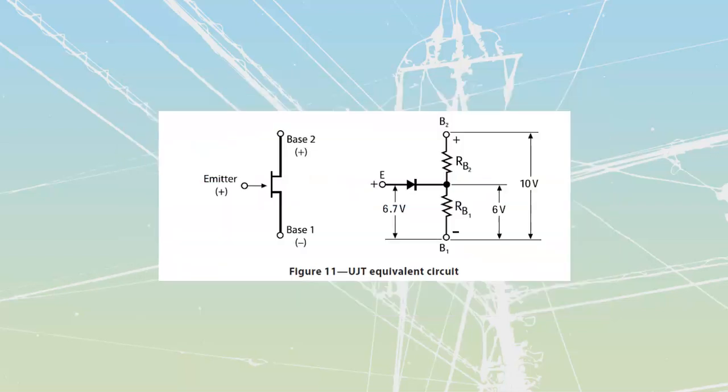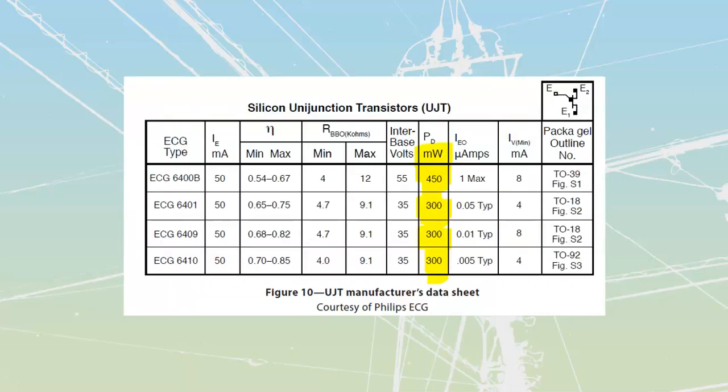Well, inside of here, we're going to have something that is called the intrinsic standoff ratio. And the intrinsic standoff ratio is going to be a percentage. It's really just going to tell us what percent of the max voltage, the interbase voltage, this thing is going to fire at. We'll start by taking a look at this over here.